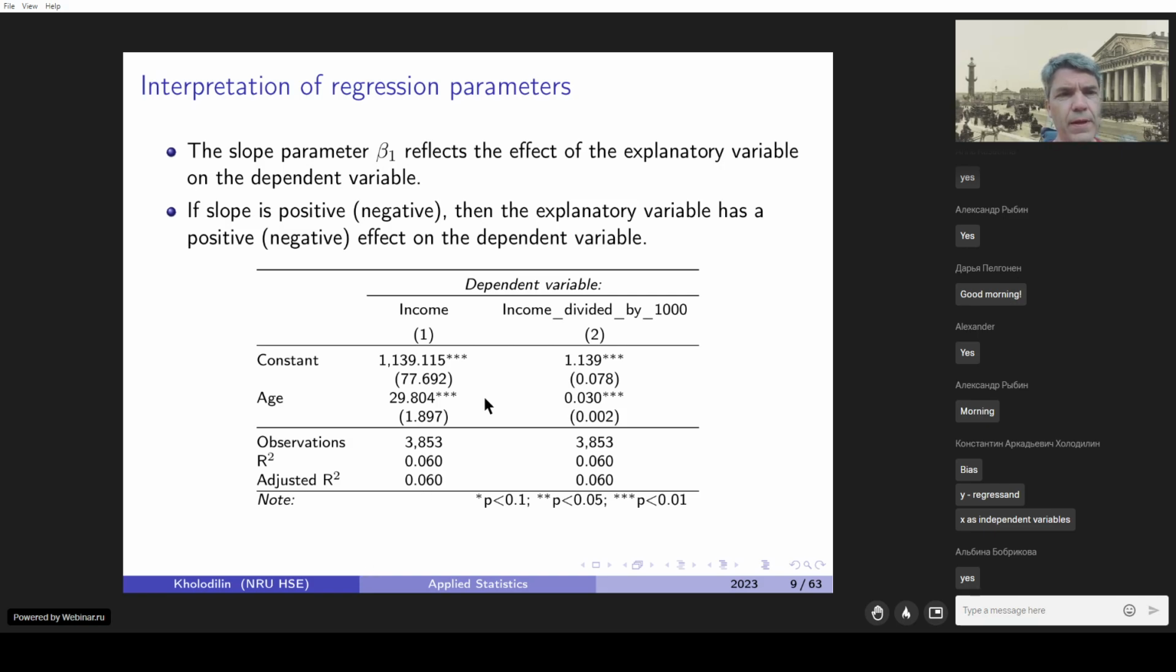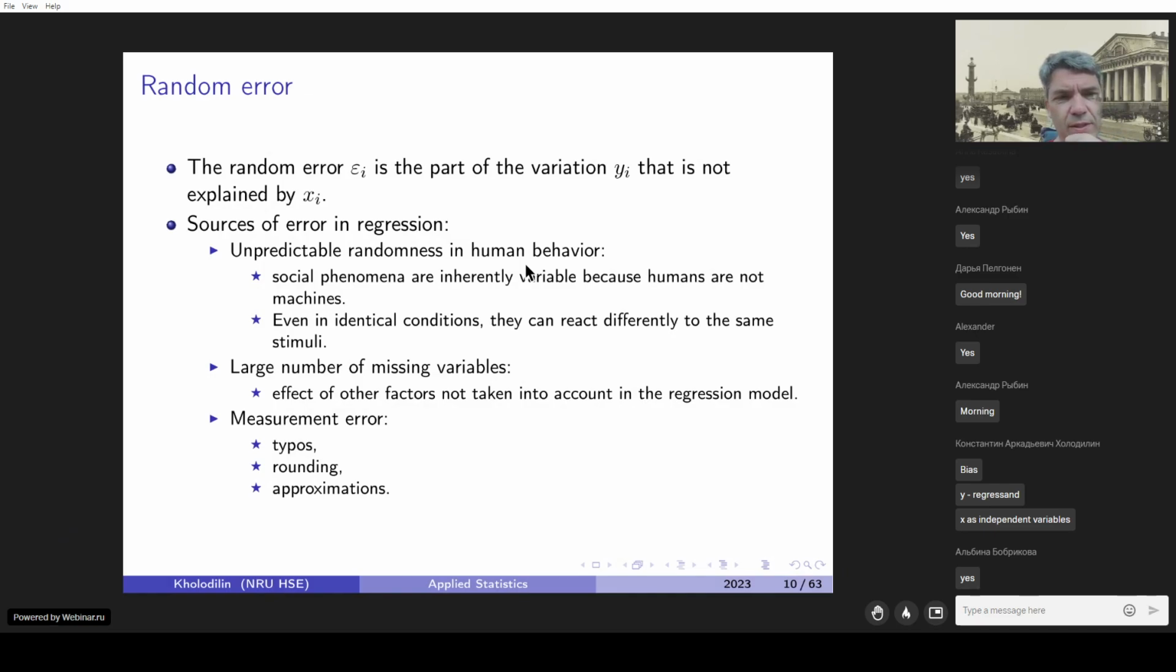Okay, so let's first discuss a bit the random error that we typically include in a linear regression model. It's the part of variation that cannot be explained by X, by our regression model. And there are many sources of error in regression. Well, first, unpredictable randomness of human behavior. So humans do not behave like automatons. They can change their behavior and behave differently in exactly the same conditions.